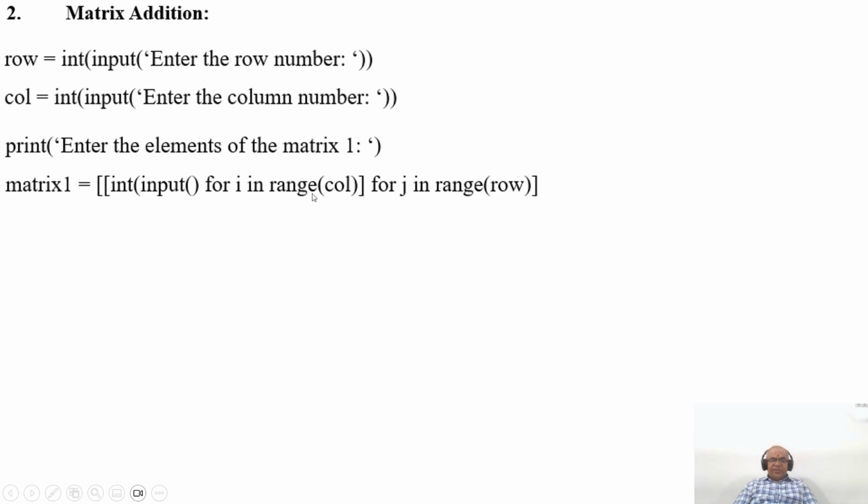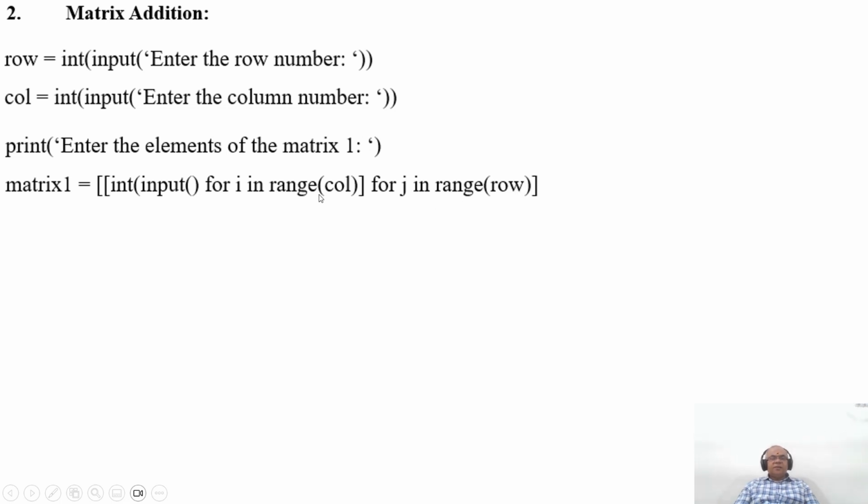For i in range, this is the iteration number we are talking about. First it will take the column and then the row. For i in range(col), for j in range(row). What is the column number? The column number is 3, so for i in range 3. What is the row number? It is 3 as well. So for i in range column, that is 3, for j in range 3.